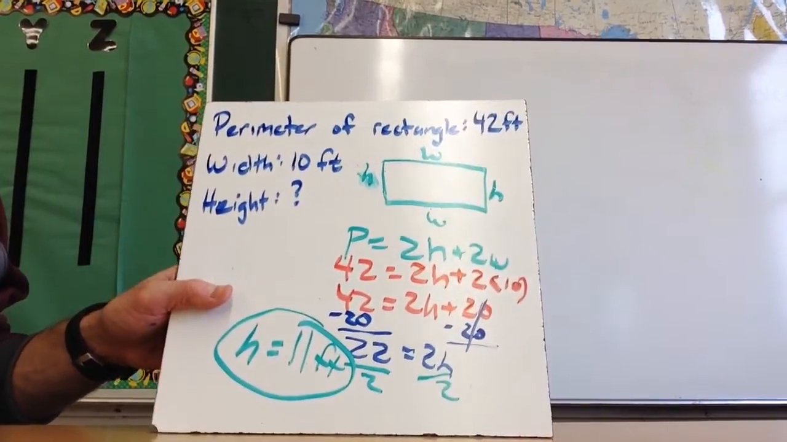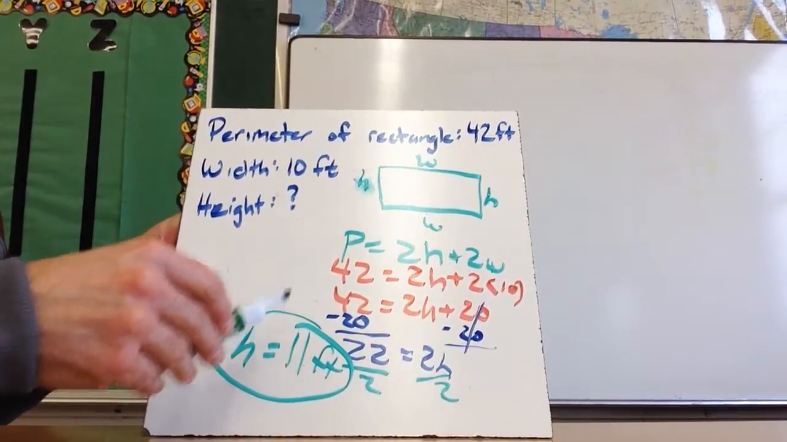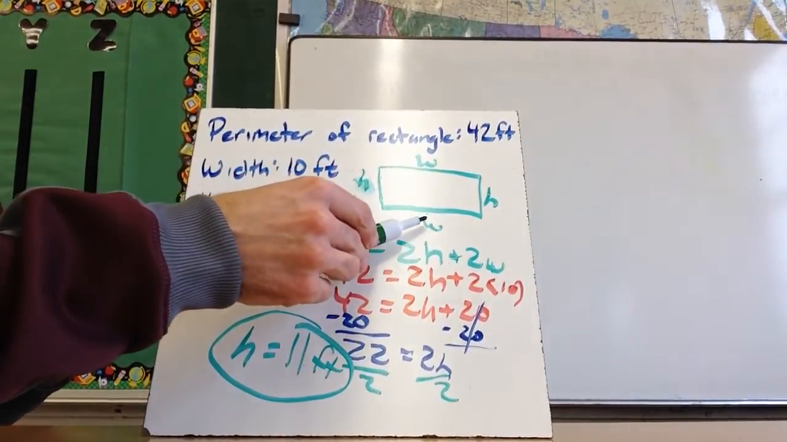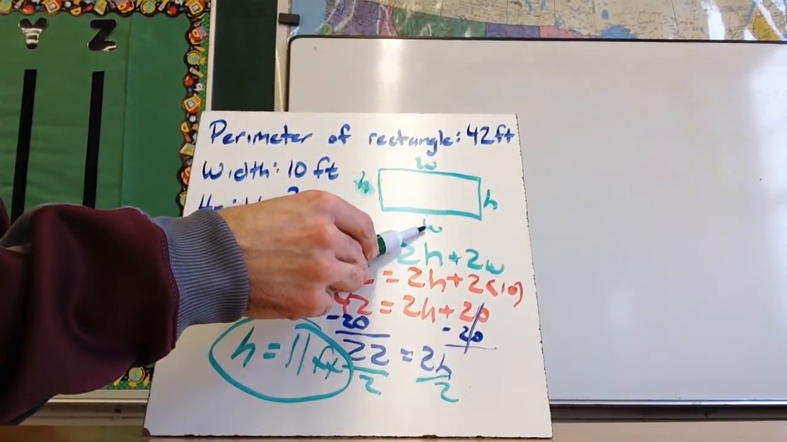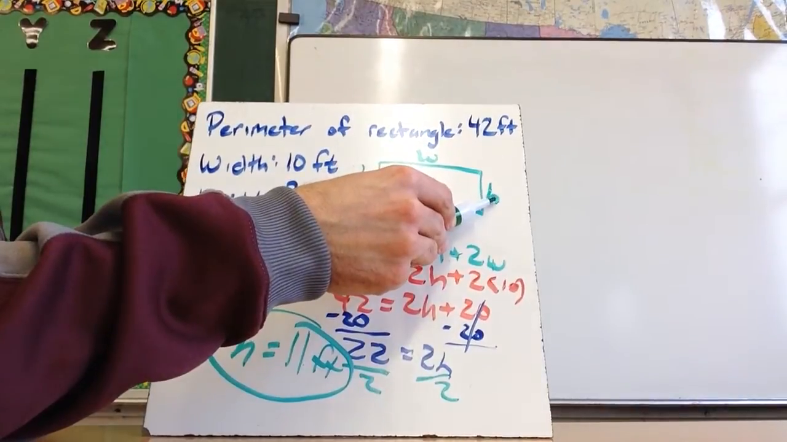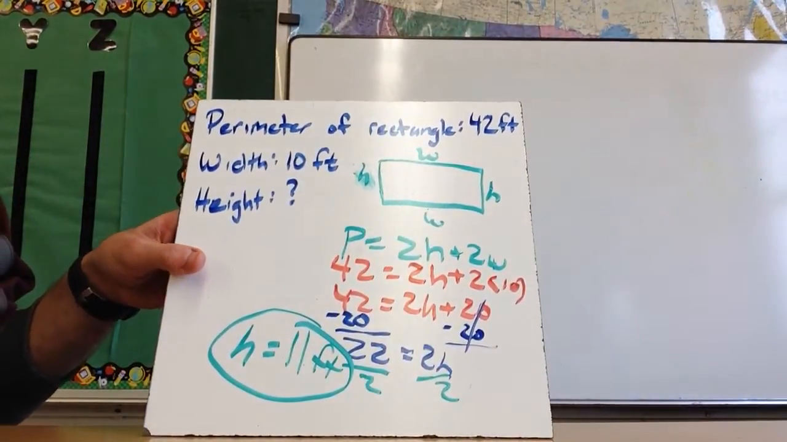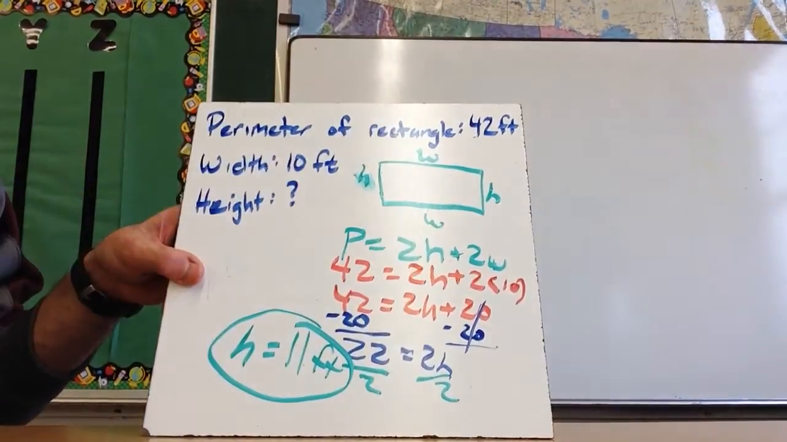Right? And then I can substitute this back in and go 11 and 11 and 10 and 10. 11 plus 10 is 21. Plus 11 is 32. Plus 10 more is 42. And that's the perimeter of my rectangle.